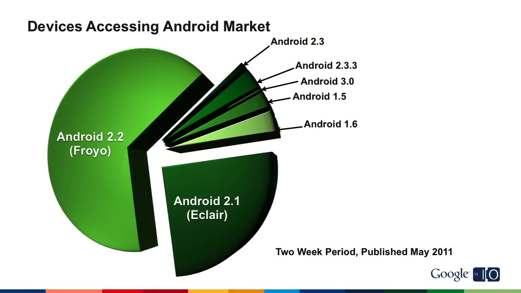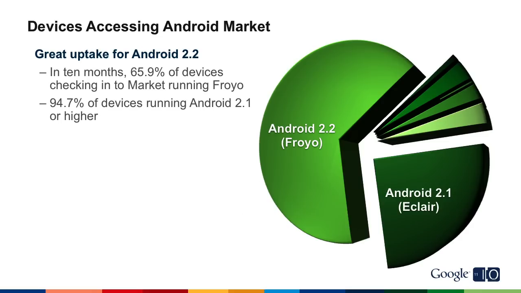So let's first talk about what devices have been accessing Android Market. This is basically the freshest data. It's a 2-week period. We published it just this week. And as you can see, it's really exciting. We've had great uptake for Android 2.2. 65.9% of devices checking into market are now running Froyo, and 94.7% are running Android 2.1 or higher. So this is fantastic, because it means that you can take advantage of many of the latest features of Android without having to eliminate much of the market at all.